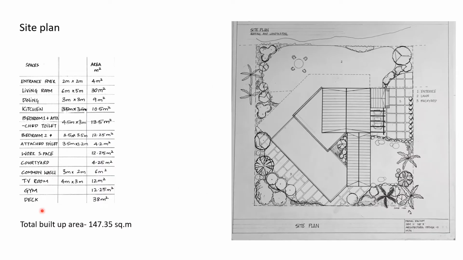So the total built-up area of the house is 147.35 square meters. These are the areas with respect to the area requirements which were given to us. This is my site plan where I have shown the roofing and the landscaping, and I'll explain this as I go further with the design.